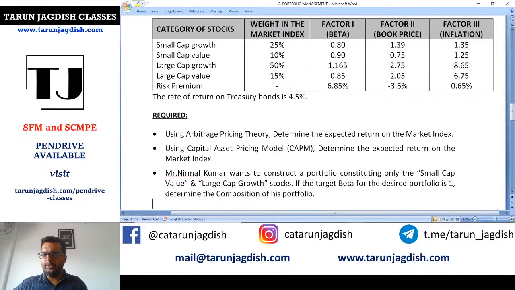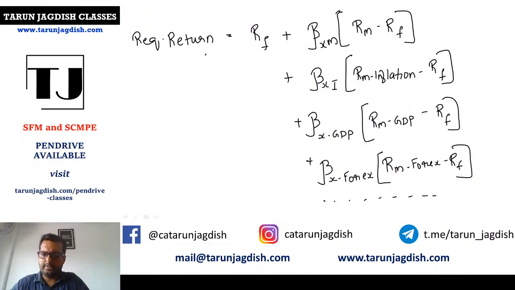Alright friends, I'll start solving the problem. It might get stuck a little bit, then it will come back. I'm also checking in my phone, so I'll get to know when it's getting hanged. Alright? Okay. Now this question, for finding out using arbitrage pricing model, they have given three factors: beta, book price, and the last one they have given as inflation. Alright? So here I'll just write down like this.